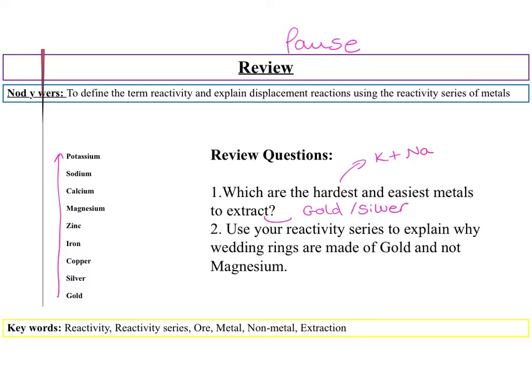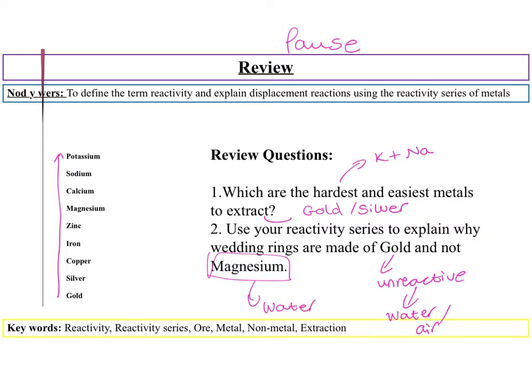Use your reactivity series to explain why wedding rings are made of gold and not magnesium. Well, gold's very unreactive. So you want to be thinking about it reacting with water if you're washing your hands, or reacting with the air. Okay, magnesium reacts quite slowly with water, but it still does react with water.